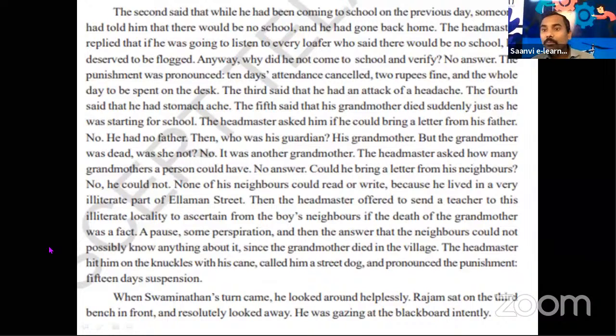A pause, some perspiration. Then suddenly the boy stopped speaking and there was sweat on his body. From that we can understand that the boy is telling a lie. When you tell lies, what happens? Your body starts sweating, isn't it? Your body starts sweating when you speak something wrong. Otherwise, there is no need to fear. If you are not afraid, there is no need of perspiration. So, in the past, the headmasters were like that only.